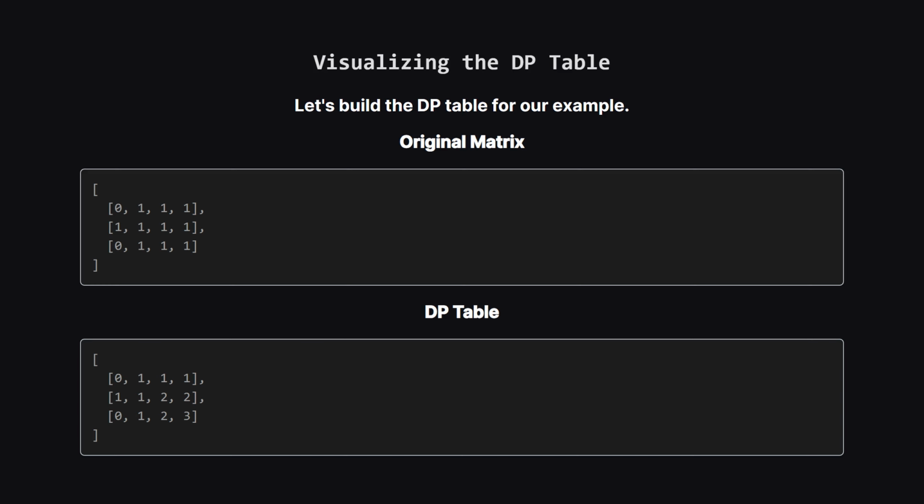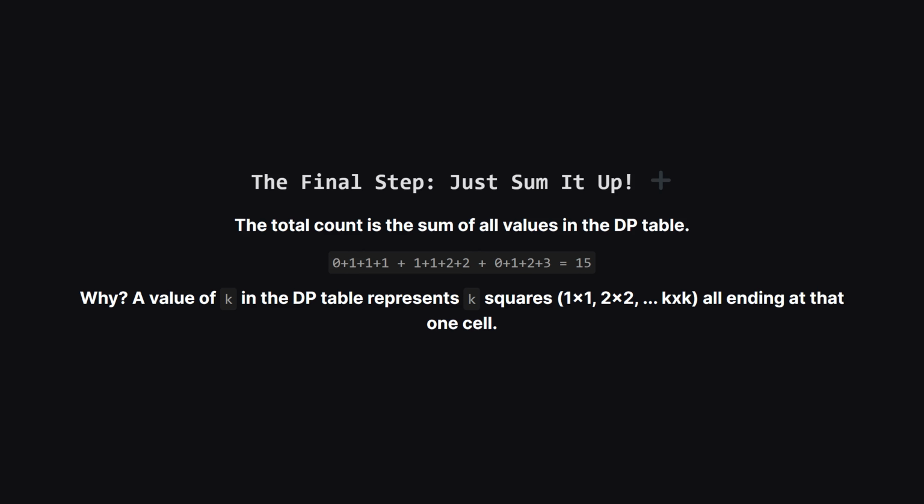Alright, let's look at the Python code. It's surprisingly short and elegant. This version does the calculation in place, modifying the original matrix to act as our DP table, which is a great optimization for space. The core of the code is these two nested loops, which visit every cell from top to bottom, left to right. Inside, we first check if the current cell contains a 1. If it does, and if we are not in the first row or column, we apply our DP formula.